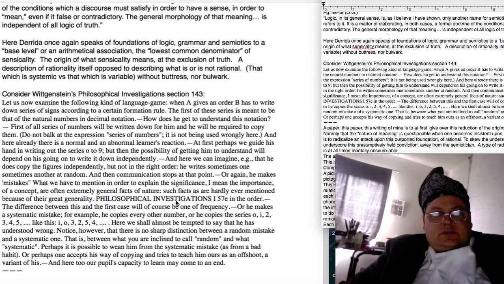Here Derrida once again speaks of the foundations of logic, grammar, and semiotics to a base level of the arithmetical association, the lowest common denominator of sensicality, the origin of what sensicality means at the exclusion of truth, a description of rationality itself as opposed to describing what is or is not rational, that which is systemic versus that which is variable, without buttress nor bulwark.